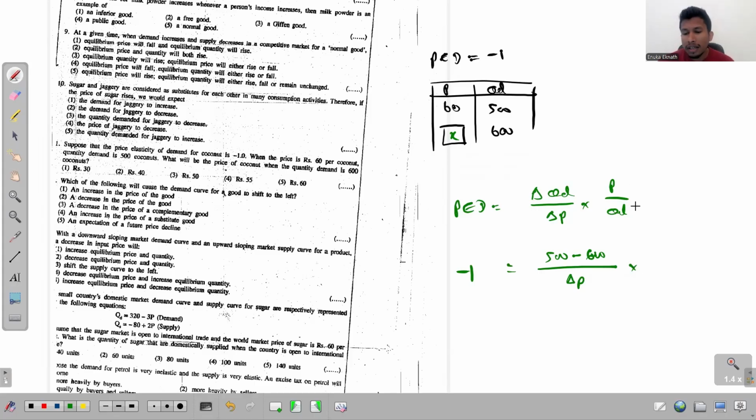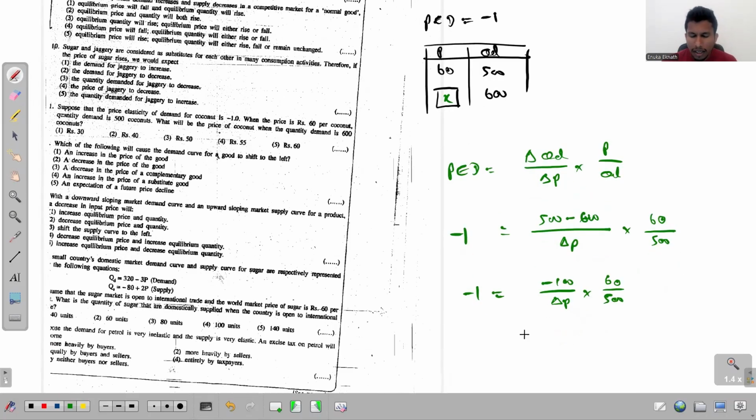And then price is, let's say, 60. And the quantity demanded is 600. Quantity demanded is 600. And see what happens now. -1 equals 500 minus 600 is -600 over delta P multiplied by 60 over, my mistake, this has to be 500, right? When the price is 60, this is 500. So you may write 500 here. And by solving this, let's see what we get.